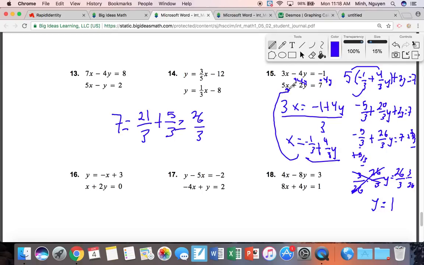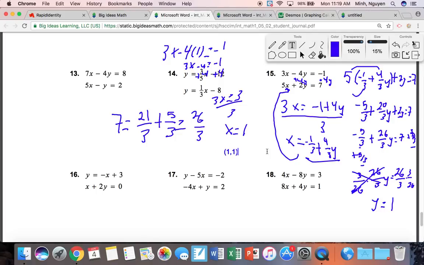Next, I'll use the second equation. You can use the first one or the second one. In fact, forget it. I'll use the first one. 3x minus 4 times 1 equals negative 1. So 3x minus 4 equals negative 1. Add 4, add 4. 3x equals 3. Divide by 3. X equals 1. Whew.